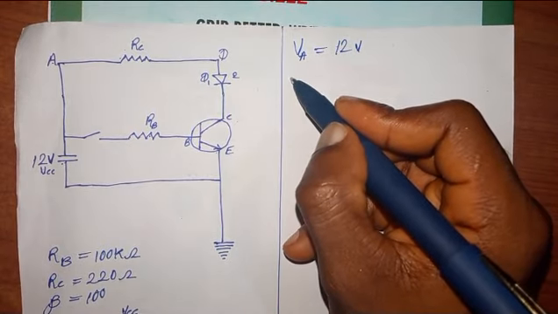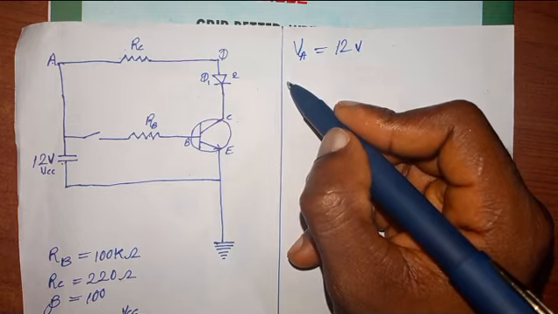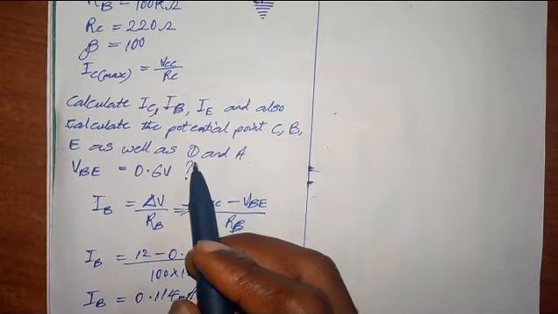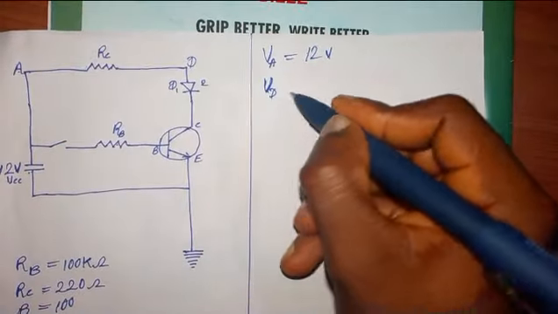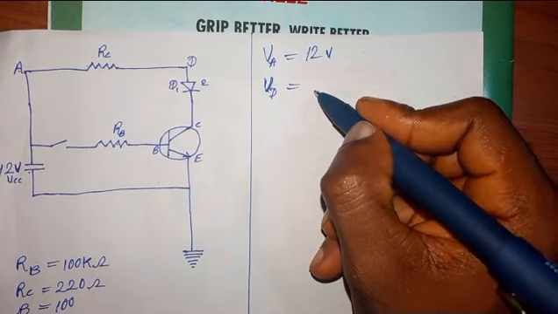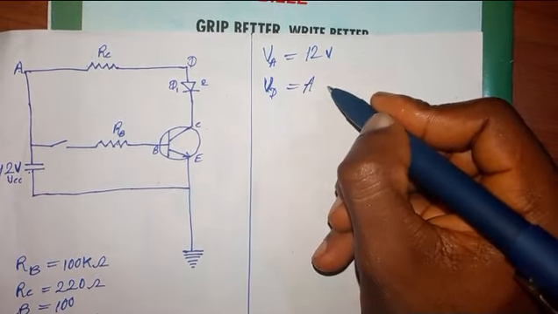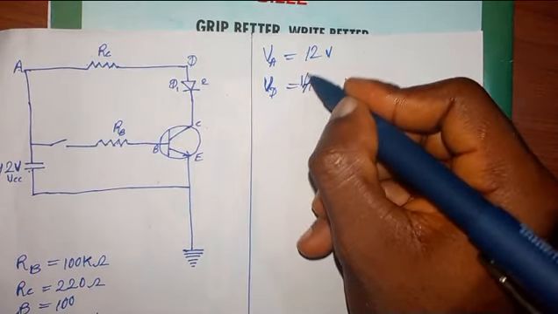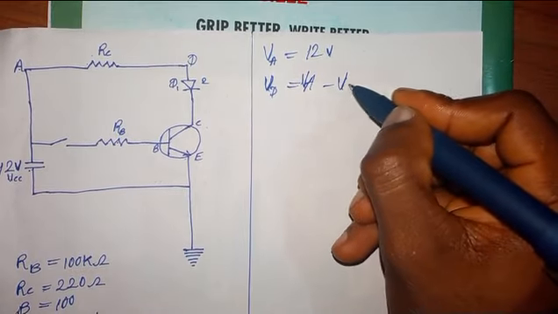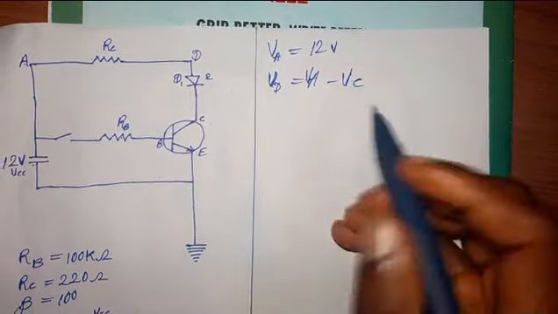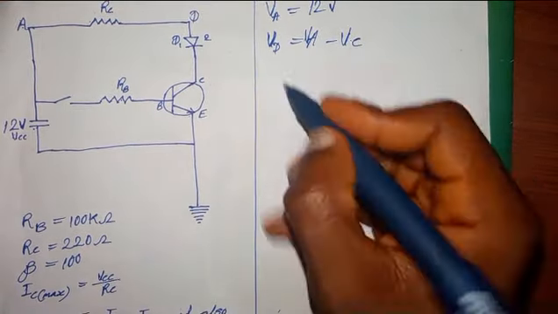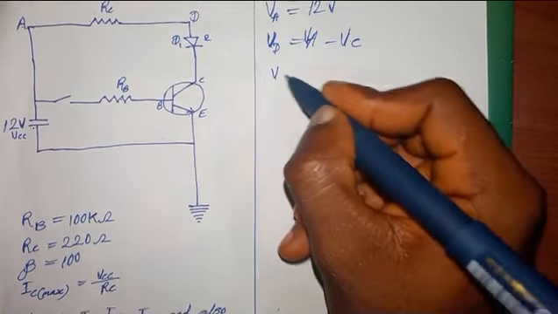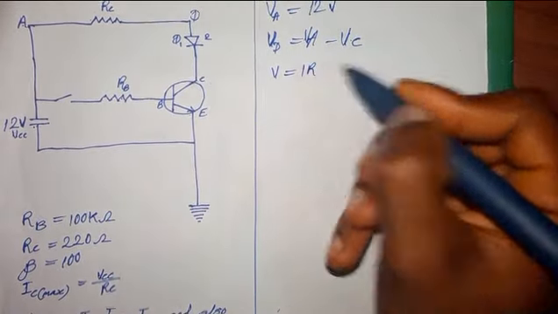So solving for VD, the voltage flowing through point D, because that is under the question. Voltage flowing through point D will be VA minus VC. You can calculate VC from Ohm's law. Ohm's law states that V is equal to IR.